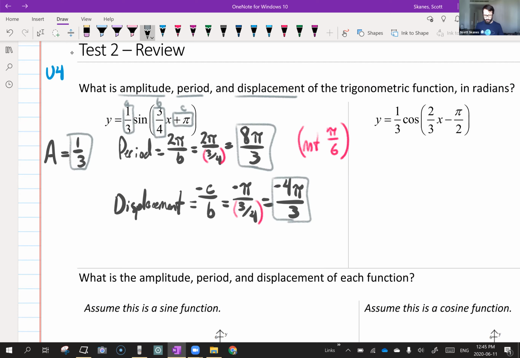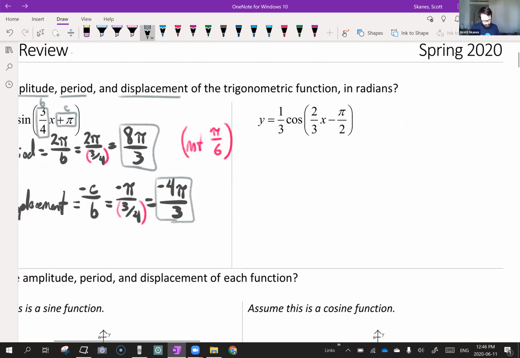If I was to ask you a multiple choice on this, I would ask you for period or displacement. I wouldn't ask for amplitude because it's a little too easy for the amount of marks, but I would ask for period or displacement. So if you know how to do them, you shouldn't have any problem. Okay, let's move on to the next one.